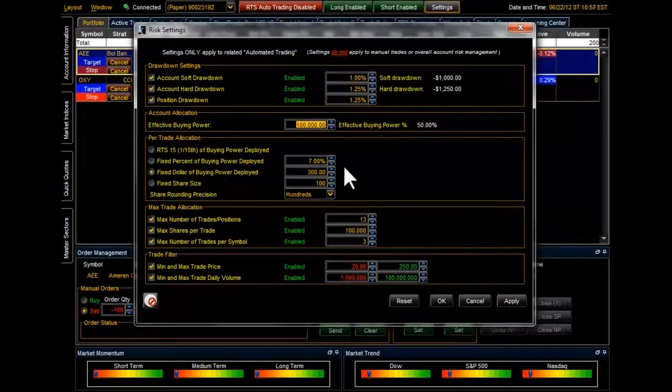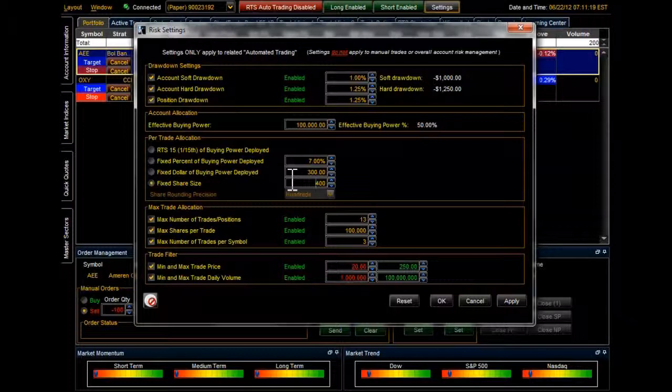And if you have selected fixed percent of buying power or fixed dollar of buying power, you can actually go down here and specify if you want to round it off to the hundreds, tens, or ones. And if you select the next one down, fixed share size, this will allow you to limit the amount of shares per trade.